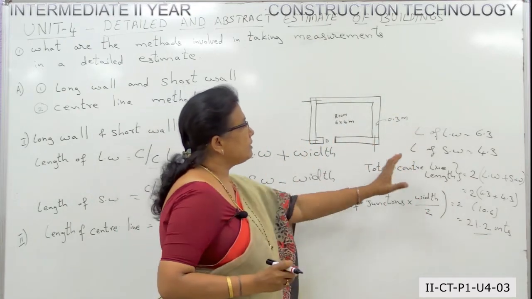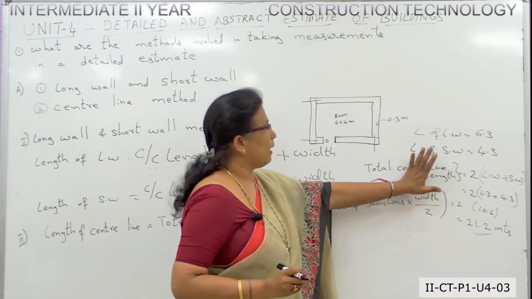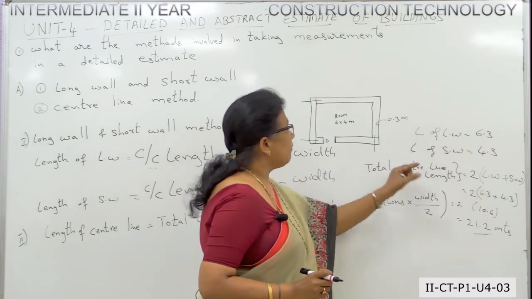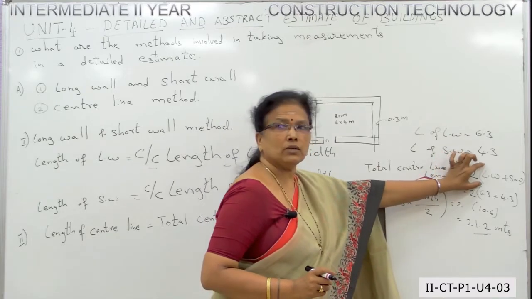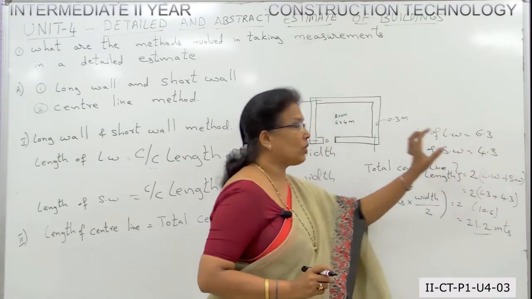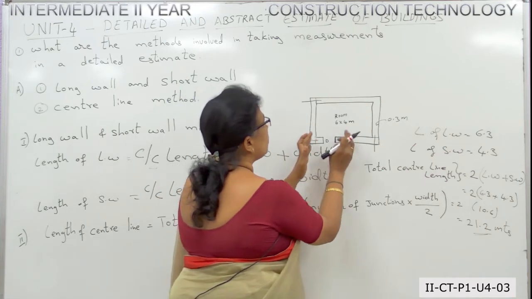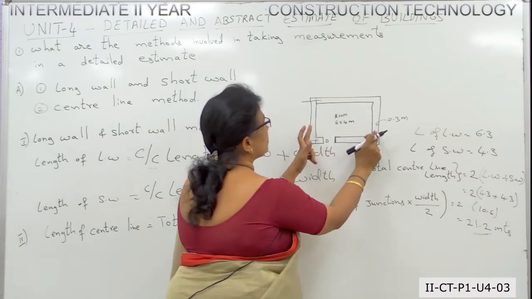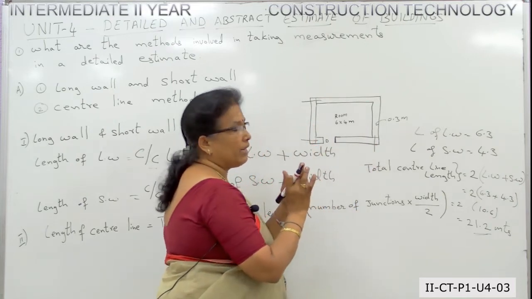This is in the form of a formula: length of the long wall, length of the short wall. You are taking twice the long wall and twice the short wall because there are two long walls, number 1 and number 2, and two short walls, this is 1 and this is 1.